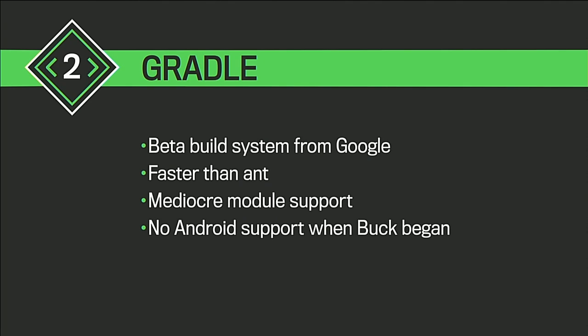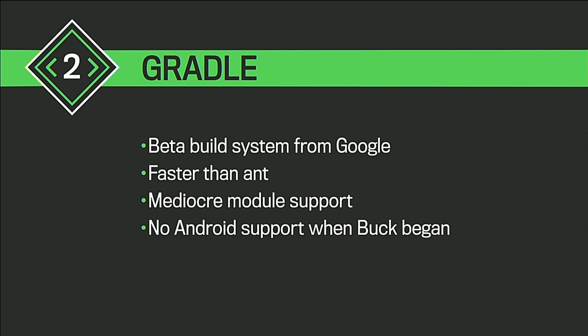Another option is Gradle. How many people are using Gradle for their Android builds? A lot more hands. Awesome. So this is the beta build system that's provided by Google. It is not their officially supported option. It only recently went from good luck to beta a couple months ago at I/O. It's definitely faster than Ant. It still has pretty mediocre support for modules. You still need a separate source tree to get your source to be treated as a separate unit.